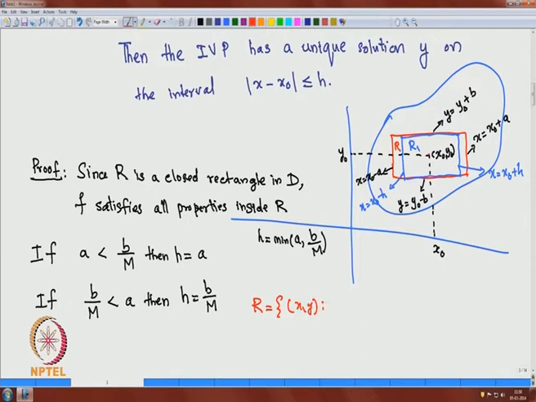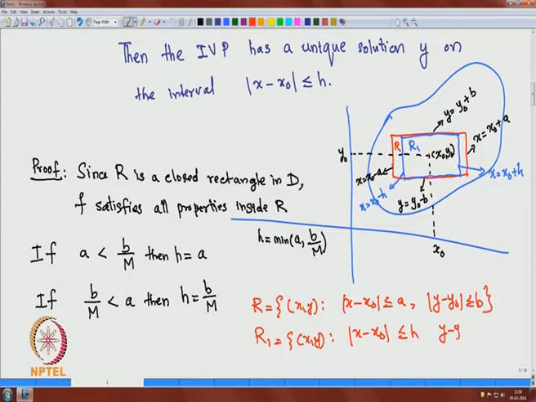the set of all (x, y) such that |x minus x0| is less than or equal to A, |y minus y0| is less than or equal to B, and R1 is the set of all (x, y), |x minus x0| is less than or equal to h, and for y, the bound is the same, B. So, if A is less than B by M, then these two rectangles coincide. In this case, R1 is same as R.